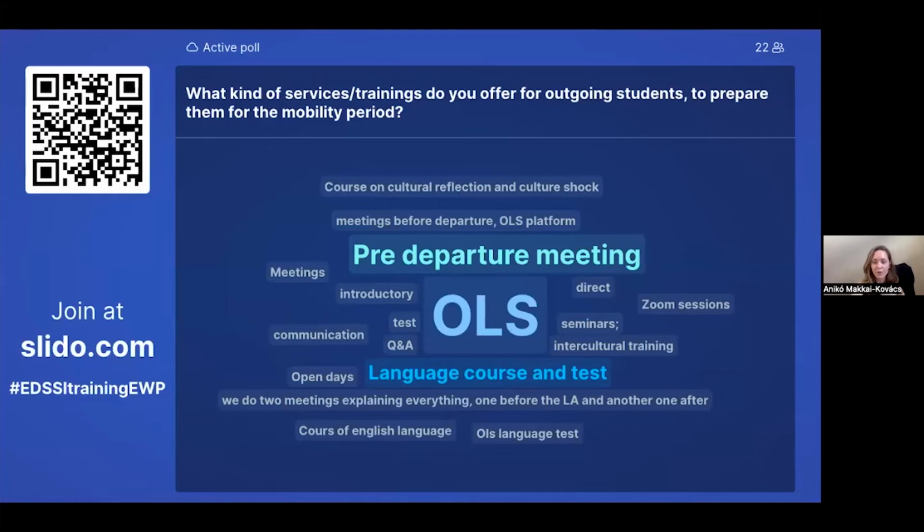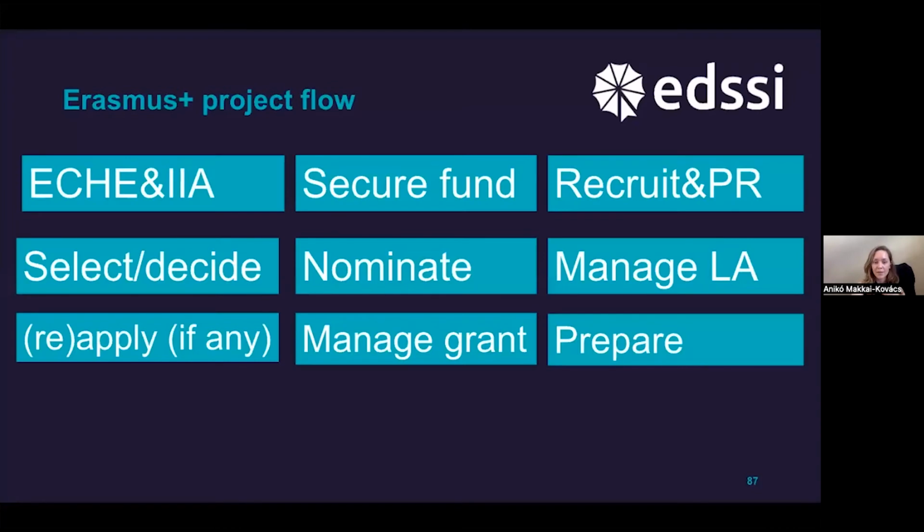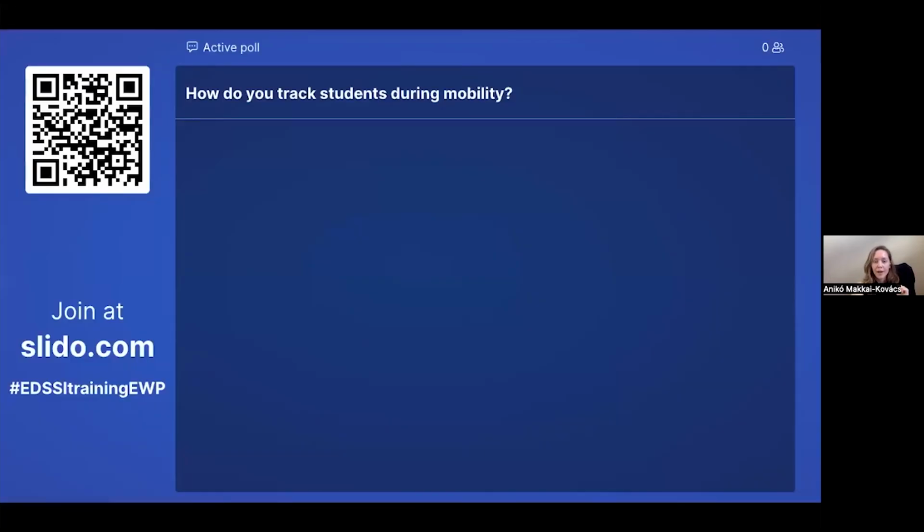Thank you very much for all of these ideas. So the next step is to prepare administratively, physically, psychologically, practically, culturally, the students for what is waiting for them during the Erasmus period. And once they have arrived and are on their route, I'm curious, how do you track your students during the mobility? Are you tracking them? How do they contact you if there is any issue?